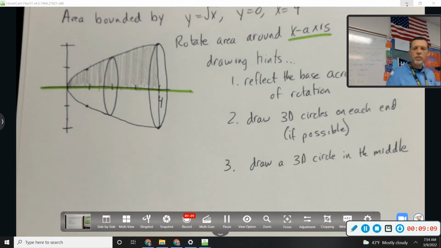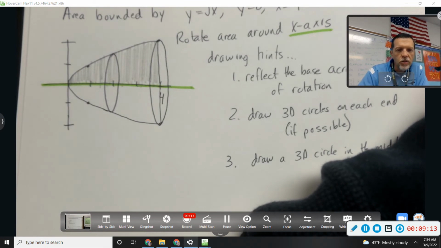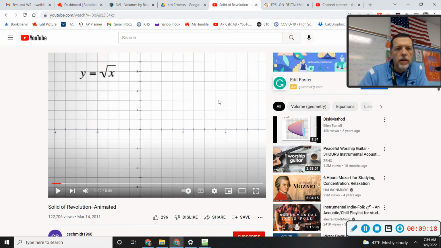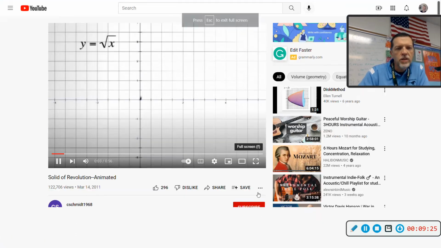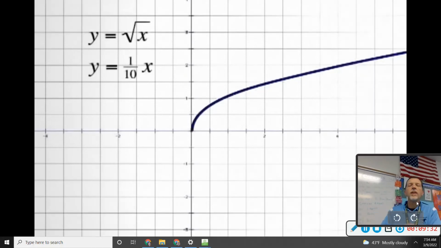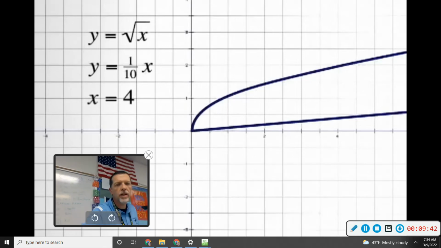Let's look at the 3D rendering of it, or pretty close to it anyway. This is not going to be exactly the same, but it's pretty close. There it is. So there's square root of x. They're also doing an extra line in here, 1/10 x. They are going to stop at x equals 4, though, if I remember right. X equals 4.